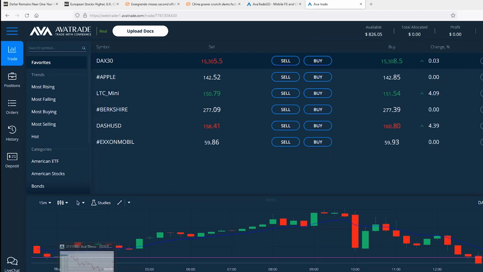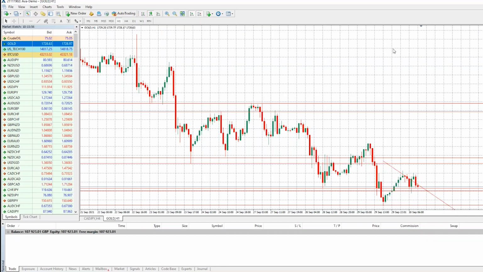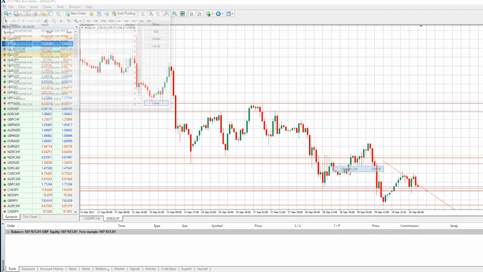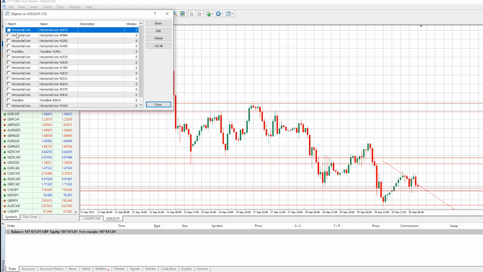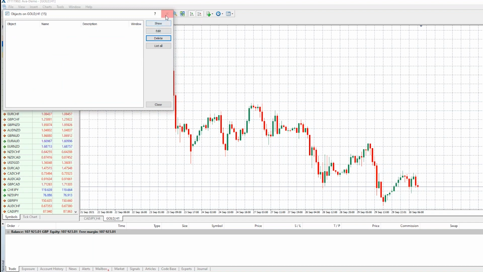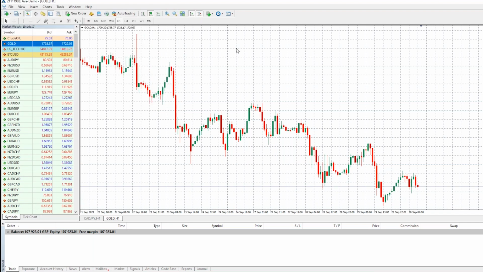Now, if we jump on the MT4 platform, you can see this is where I've done a lot of my own line drawing and technical analysis from the last webinar. And so let me just delete some of these lines. You go to your objects list. It's an easy way to do it. And just highlight the first one and delete, delete, delete, and get rid of all the lines you drew and objects you've added. So what do I have up here?